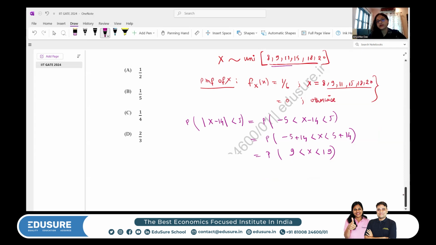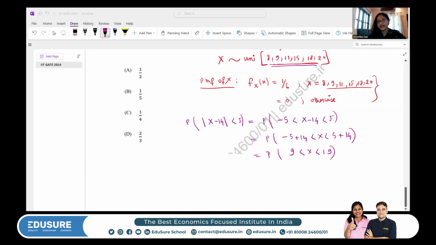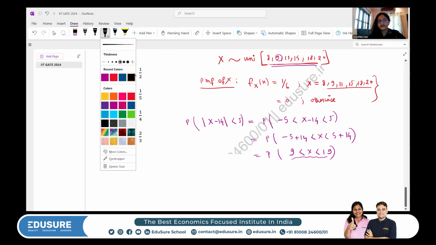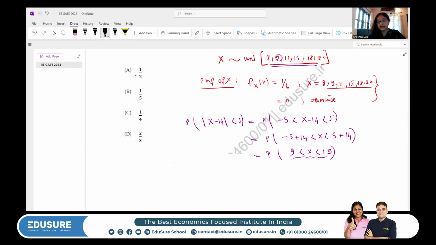Now look at these values. What are the values x can assume? Find out what are the values which lie in this range, 9 and 19. So 9 is here, then you have 18. What are the permissible values that this random variable x can take? Here, it can take the value 11, the value 15, and the value 18. In between 9 and 19, you have only these 3 values, right? So in calculating this probability, you have to take into account only these 3 values.